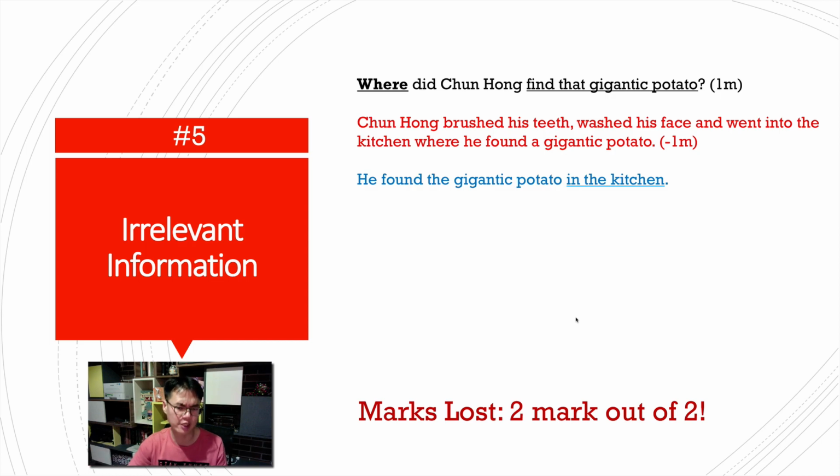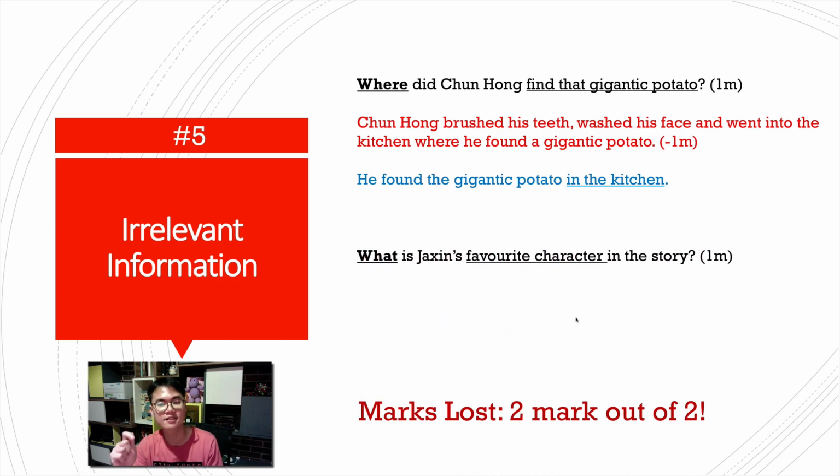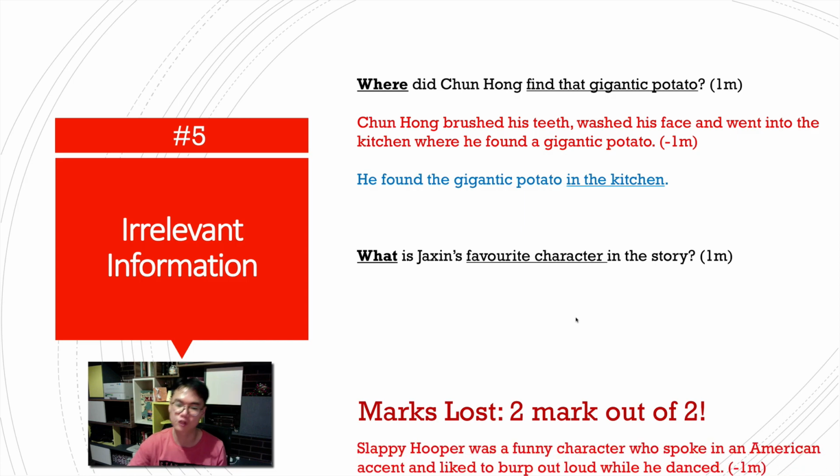Let's take a look at another example, just so that we can get this down. What is Jacin's favorite character in the story? That's assuming I'm reading a story about Jacin, right? And Jacin has this favorite character. What is Jacin's favorite character? So I'm looking for a favorite character. What, right? A person in this case, all right? So let's take a look at the wrong way to answer this question first.